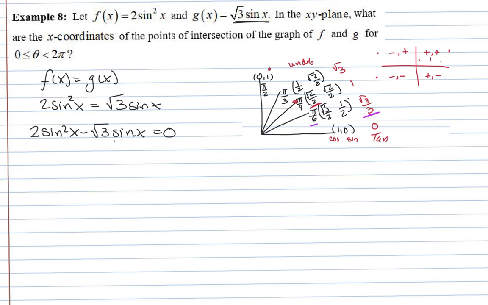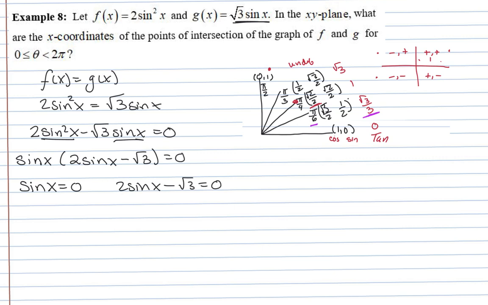They both have at least a sine in common, so I'm going to take that out. I'm going to factor it. And then the leftover will be 2 sine of x minus the square root of 3 is equal to 0. And now we're going to use our zero product property. So we have sine of x is equal to 0. And then we have 2 sine of x minus the square root of 3 is equal to 0. And we're going to solve for that one.